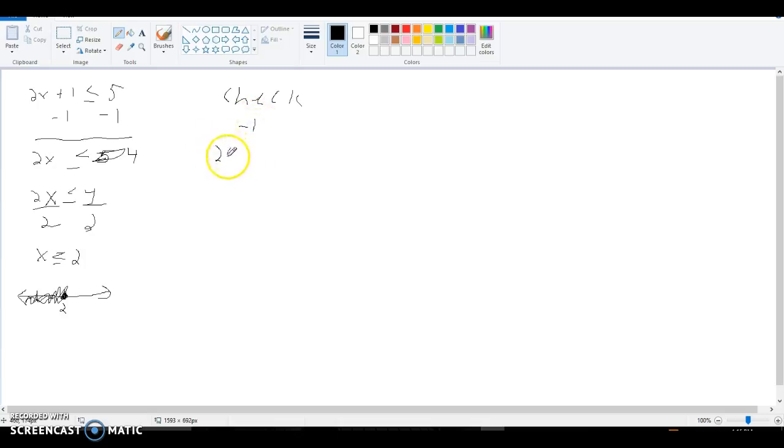So we'll do 2 times -1 plus 1 is less than or equal to 5. So we get -2 plus 1 is less than or equal to 5. And we get -1 is less than or equal to 5.